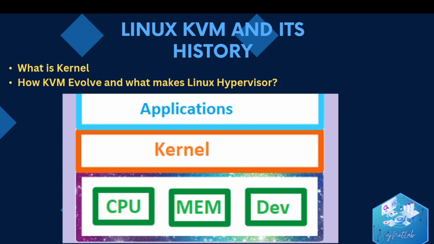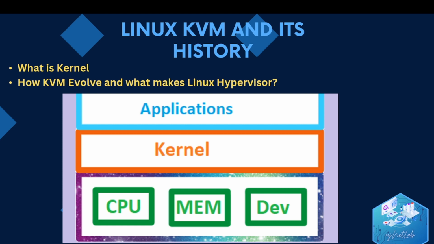So how did KVM evolve and what makes it a Linux hypervisor? Basically, back in 2006, Linux was doing great, but the whole virtualization party was also happening at the same time, and Linux was kind of on the sidelines. So there was a person, Avi Kivity, and his team had this light bulb moment and they said, what if we could make Linux itself into a hypervisor? That's the fancy way of saying that they wanted Linux to be able to run multiple virtual computers inside it. So they came up with KVM, which stands for Kernel-based Virtual Machine.